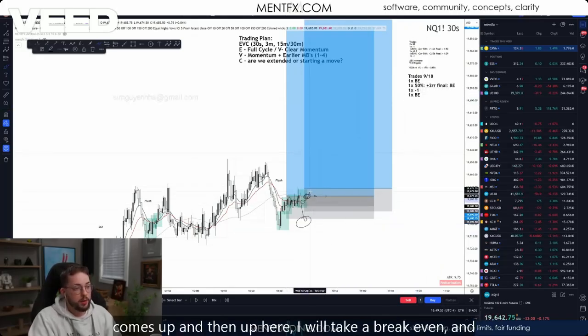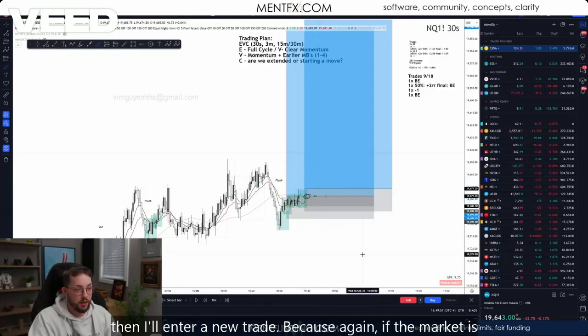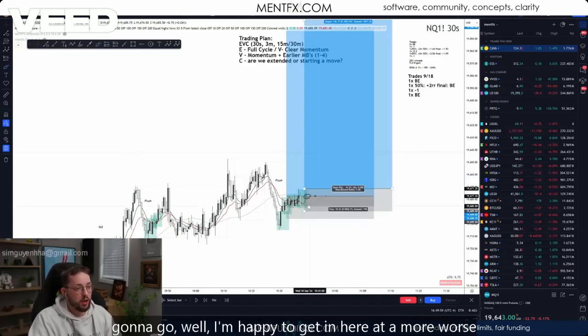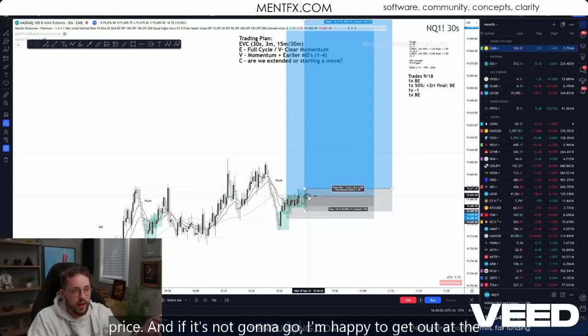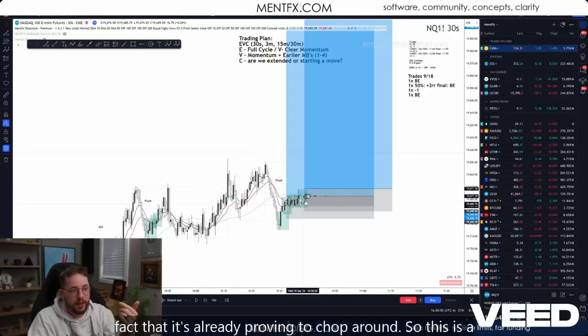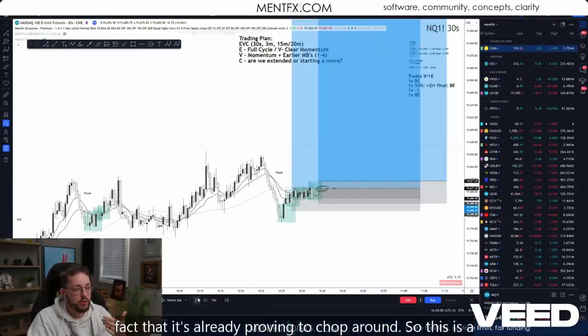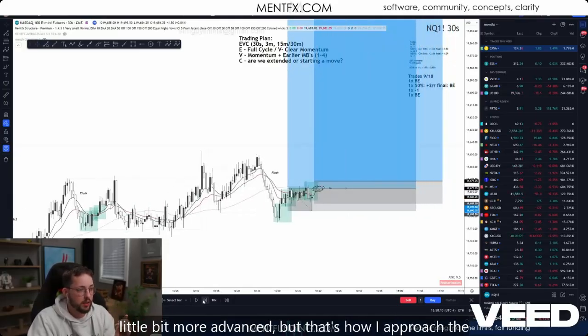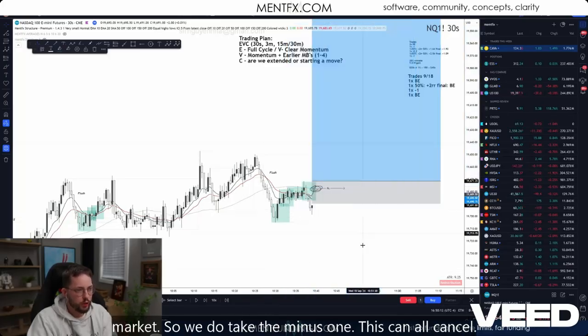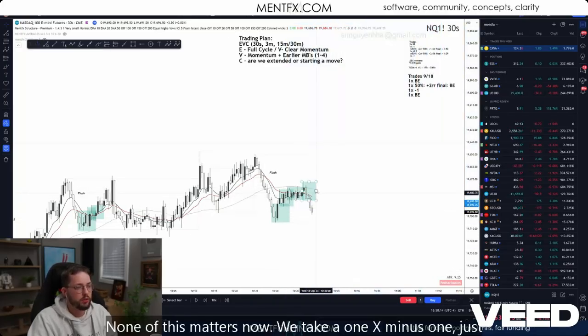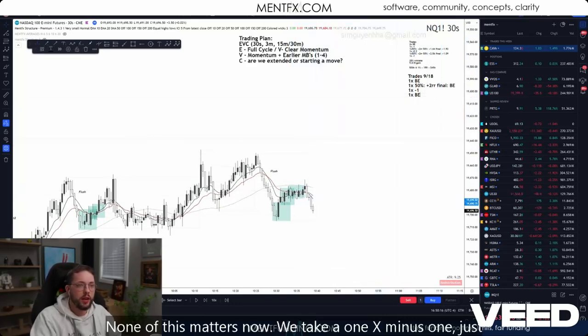If this comes up and then up here, I will take a break even and then I'll enter a new trade. Because again, if the market is gonna go, well, I'm happy to get in here at a worse price. And if it's not gonna go, I'm happy to get out at the fact that it's already proving to chop around. So this is a little bit more advanced, but that's how I approach the market. So we do take the -1. This can all cancel. None of this matters now. We take a 1x -1, just like that.